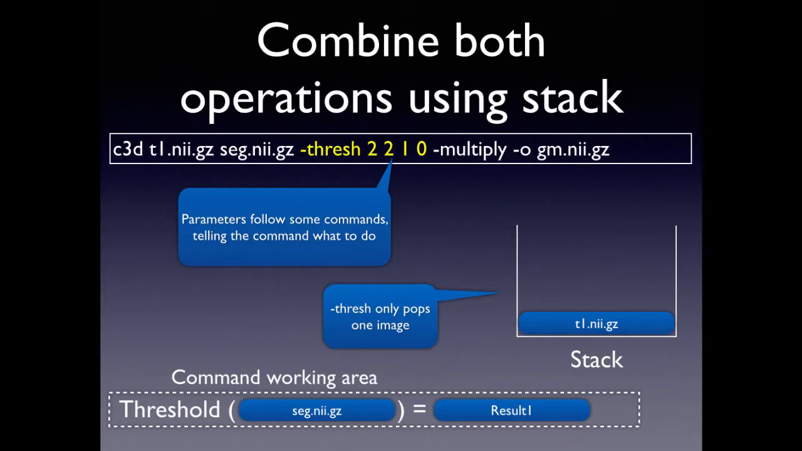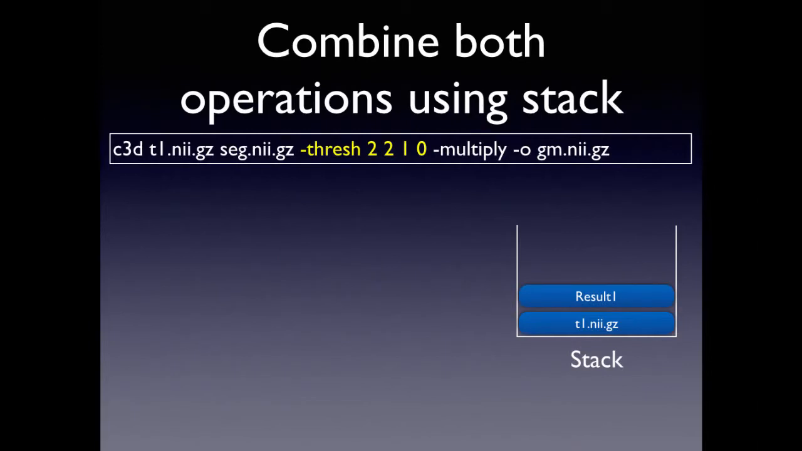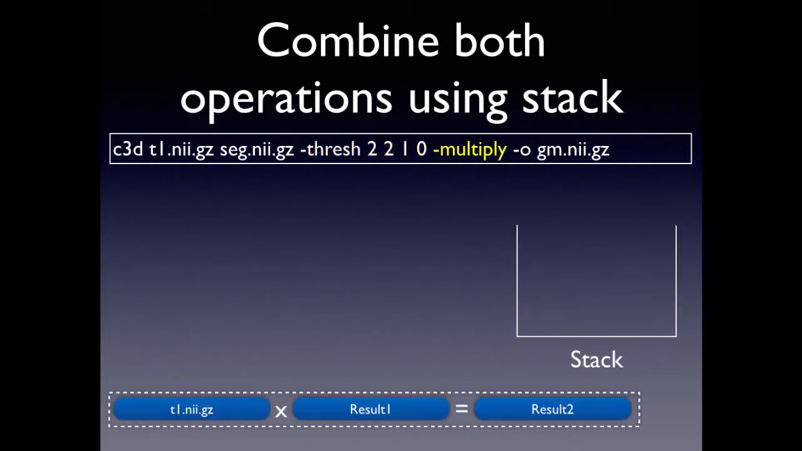Now, threshold, unlike multiply, takes only 1 image and then a bunch of parameters telling you what labels and thresholds to apply. So thresh pops something off the top of the stack, and it's up to us to make sure that's seg, i.e. what we want. Threshold it, result goes back on the stack. This is all still in memory, nothing's been written to disk.